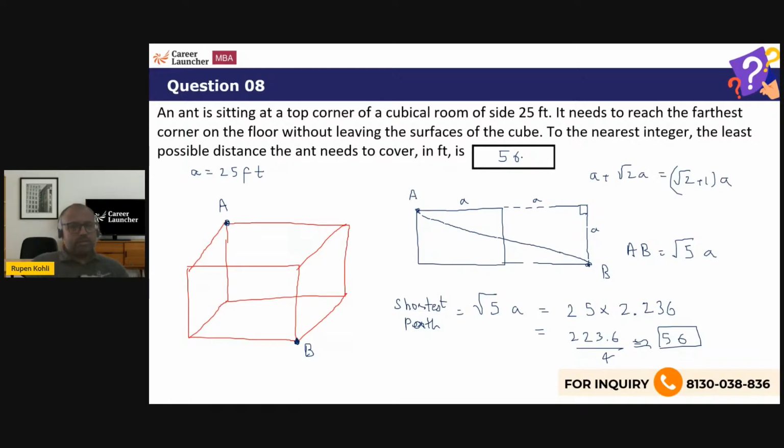Right, so solid geometry is not just about knowing the formulas of volumes and surface areas. It's not just like that.